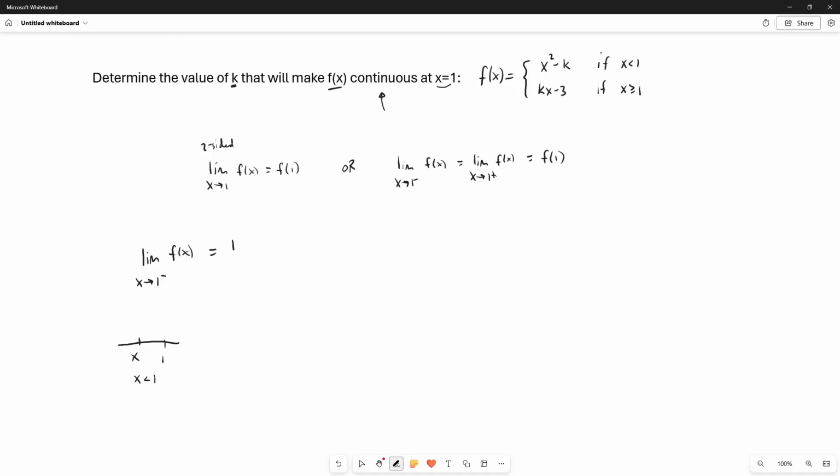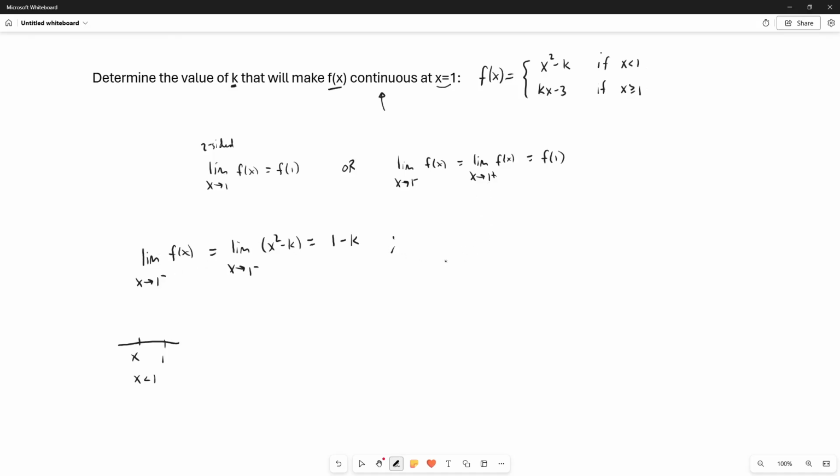So this limit is equal to the limit as x approaches 1 from the left of x squared minus k. And this is a plug-in limit. We could just plug in the number 1 for x. Be careful to leave k alone. It might be tempting to plug in the number for any variable that you see, but it's just x that's 1. The k will stay as it is. So this is going to be 1 squared, which is 1, minus k.